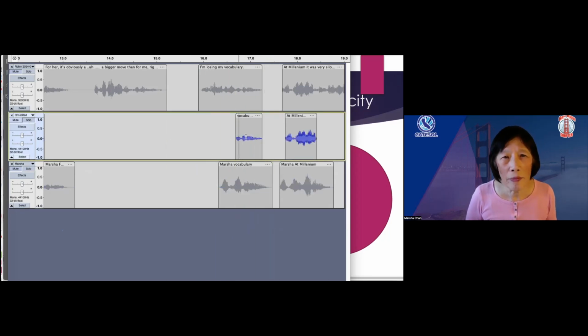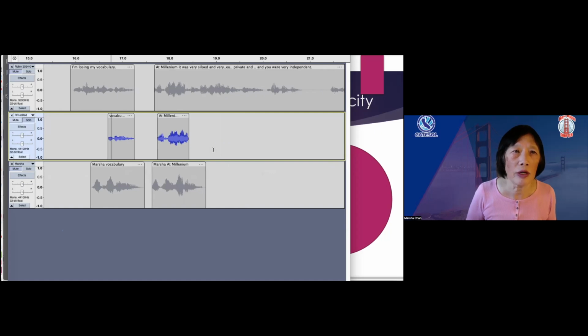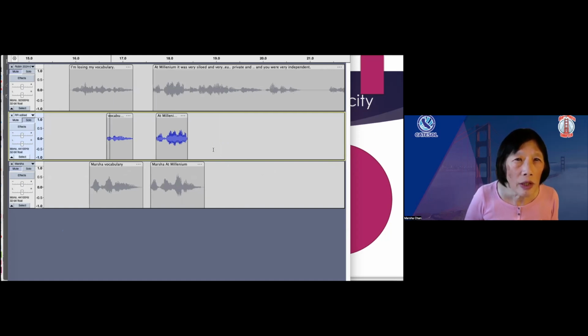So I can show him that his word of vocabulary is a little bit too big compared to everything else, whereas mine is vocabulary with the second syllable, and then making the whole utterance of that focus word a little bit longer.